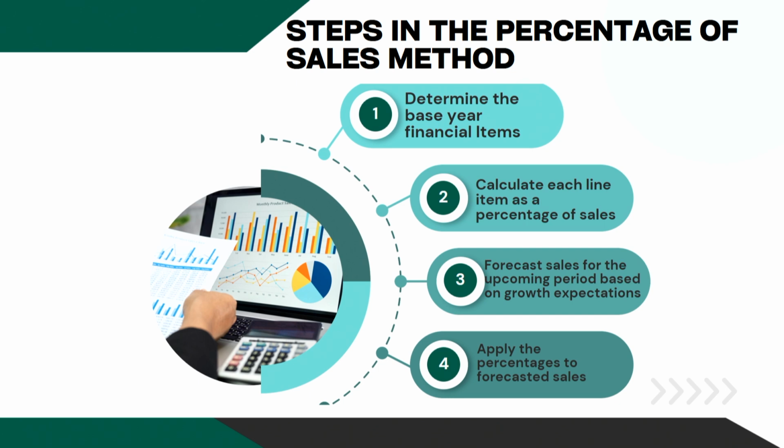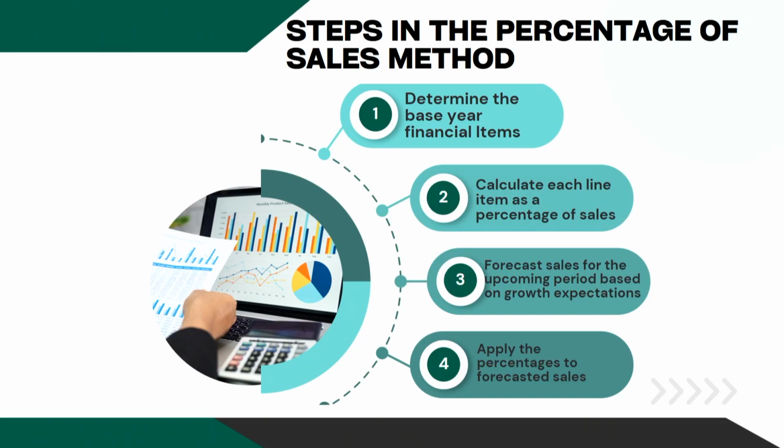Now, to start with, the base year is normally taken as that year which is free from major changes or fluctuations. That is one of the subjective assumptions while selecting the base year for the purpose of the percentage of sales method. Now, moving to the second step, it is the calculation of each line item as a percentage of sales.